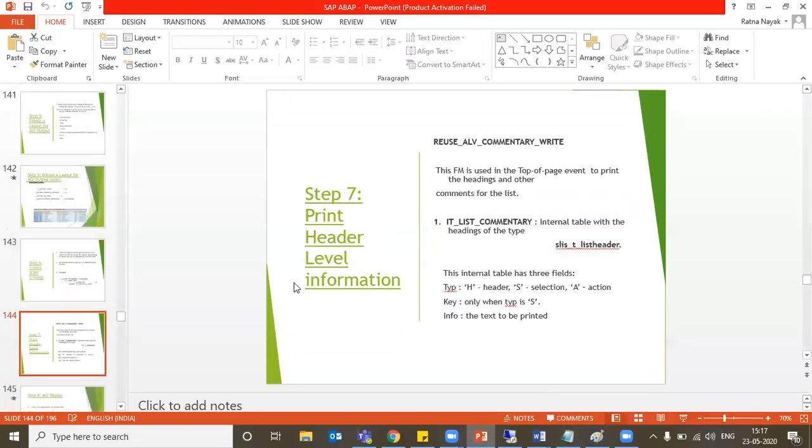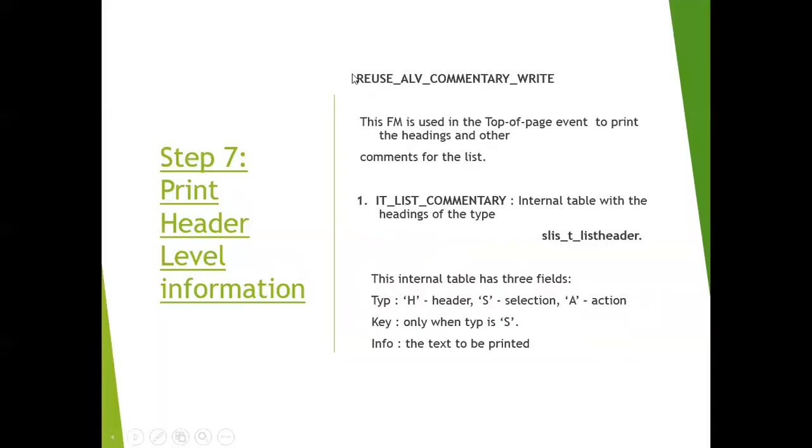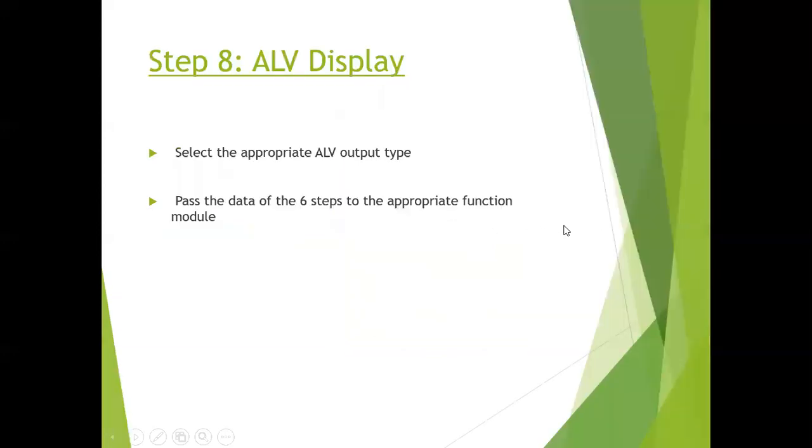Then the next one is to give a top of page. If you are using a top of page, you have to use this function module, REUSE_ALV_COMMENTARY_WRITE. As I told, the list header table will be used to append the data into it, and you need to pass that internal table data to this function module. And finally, you need to display the data. So let us do one by one so that you can understand more clearly.